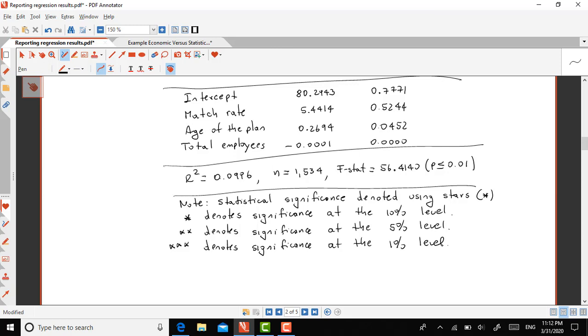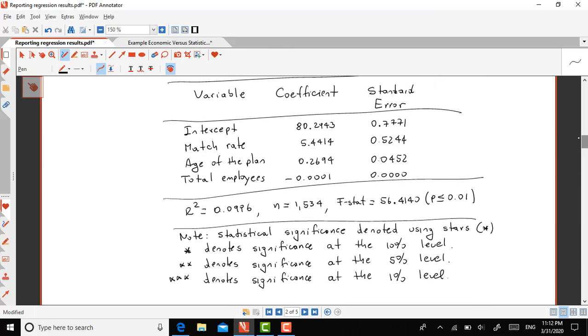Because you can simplify it here. You could say 1, 2, 3 stars denote significance at the 10, 5, and 1% level respectively. However, I'm writing it this way for you to see. So now again, don't forget this thing. We need to place the stars.